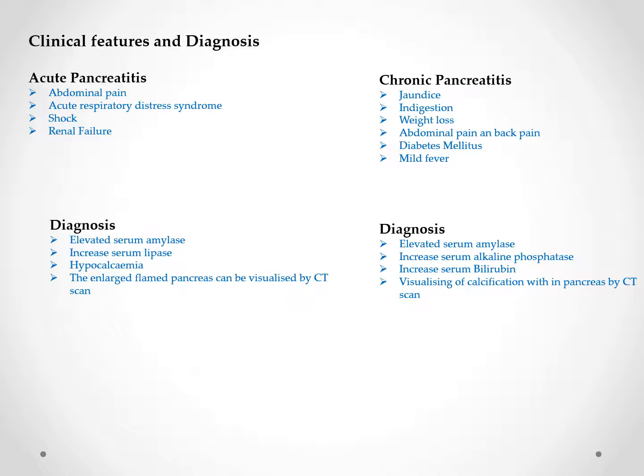For the diagnosis of chronic pancreatitis, amylase is not very useful because it will be elevated, but the elevation is not high. In the severe and advanced stages of the disease, amylase can go down because there is destruction of the acinar cells, so there is no more release of these enzymes. Another diagnostic approach is measuring serum alkaline phosphatase and serum bilirubin, and visualization of calcification by CT scan, as we mentioned previously, can help in the diagnosis of the disease.